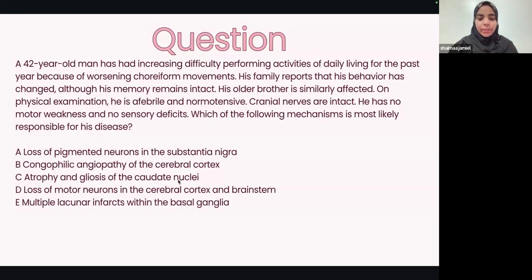C, atrophy and gliosis of the caudate nuclei, which is Huntington. Loss of motor neurons in the cerebral cortex and brainstem. This would be more of ALS, perfect. And multiple lacunar infarcts within the basal ganglia, that's more of a stroke kind of thing. Yeah, okay.